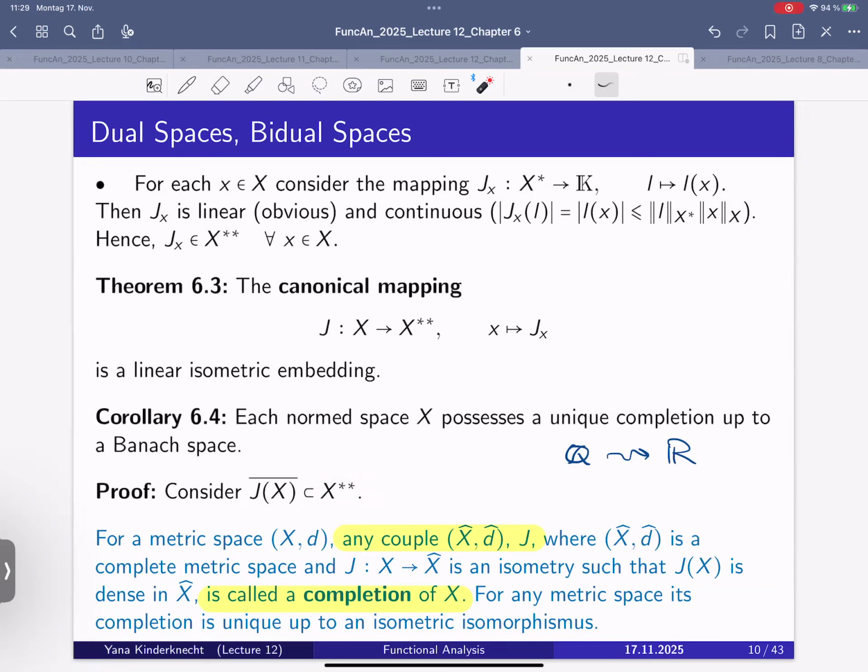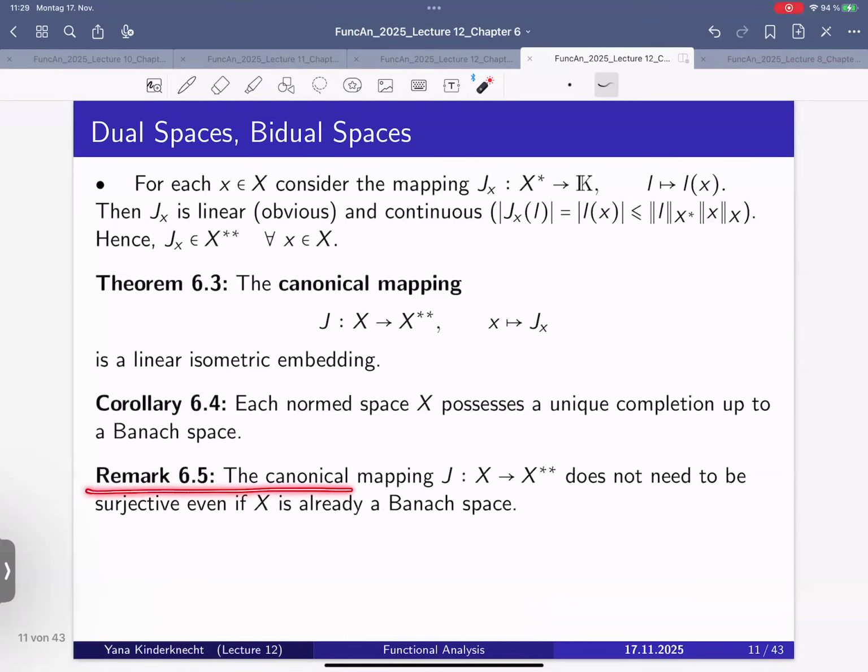Yeah, it's clear. Perfect. Now let us discuss this canonical mapping in a more careful way. So the canonical mapping is an isometry and hence injective, but it does not need to be surjective, even if X itself is already a Banach space. So even if this guy is a Banach space, we cannot promise that this mapping will be an isometric isomorphism, namely that the isometry is surjective.